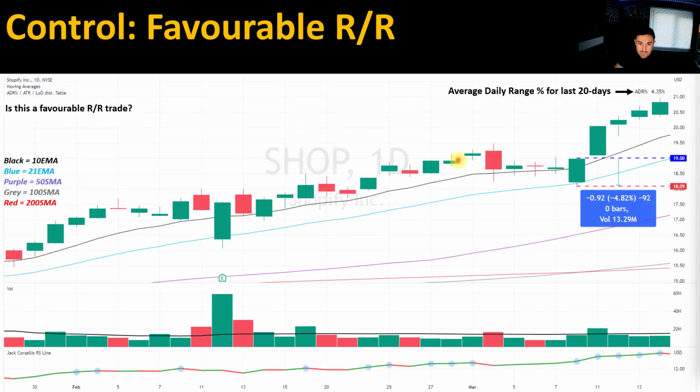Shopify. So now we have one here, and we're going to say that the ADR percentage is 4.35. On a little side point, I've spoken a lot about gap down reversal bars. Even better if you get a gap down reversal bar on the earnings. That's a nice shakeout. So you see here, this is Shopify on the earnings.